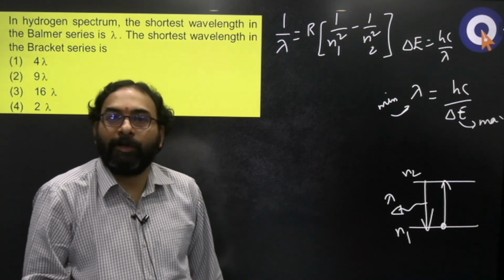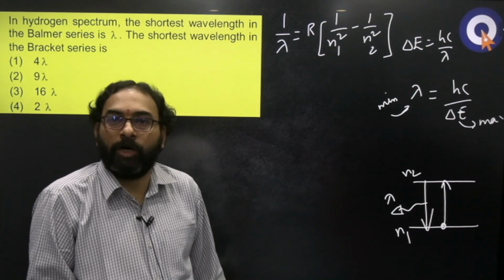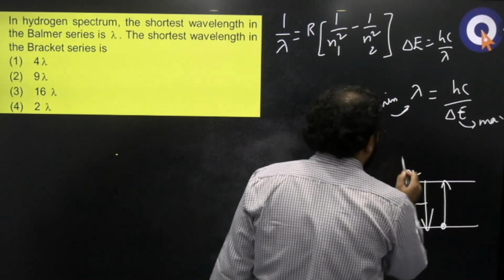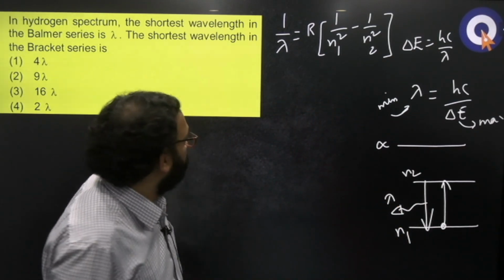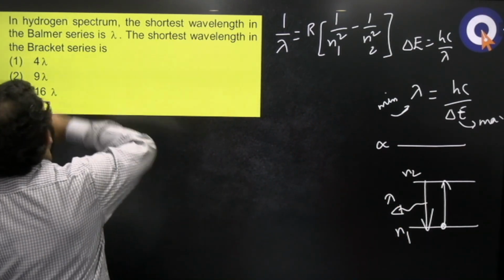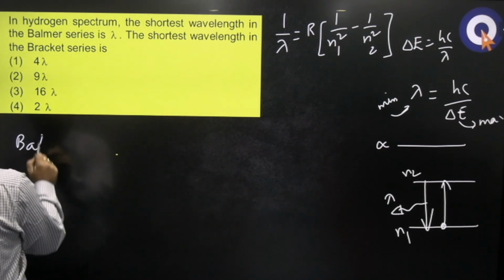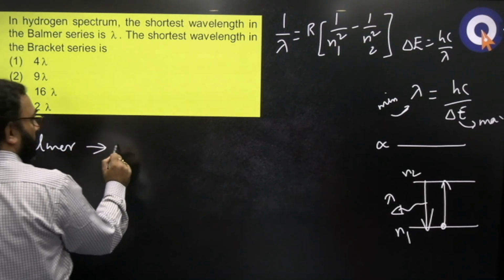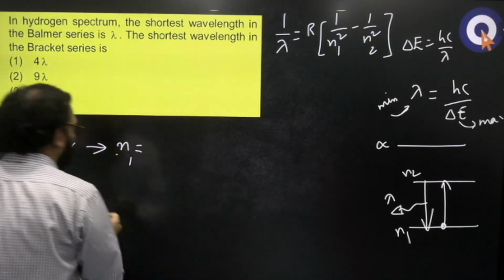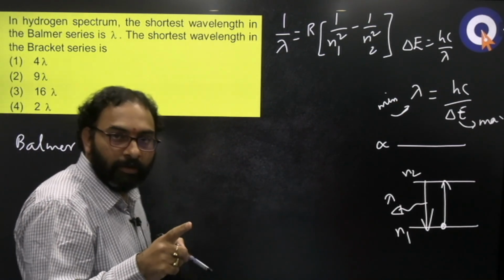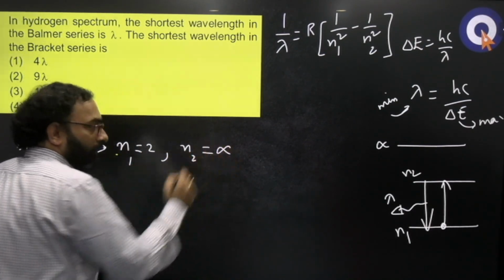Maximum means what can that be? What is the maximum energy difference? What is the possibility? The maximum energy difference can be from infinity to the lower level. Suppose it is the Balmer series, then for the Balmer series we know the lower energy level to which the electron can jump, that n1, can be first Lyman, then Balmer series. So n1 to n2 infinity I am taking.